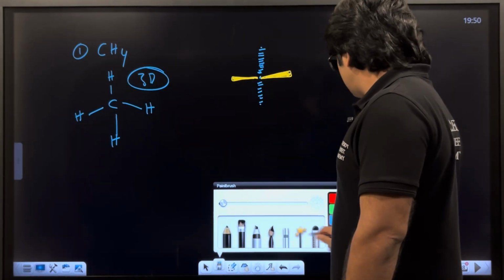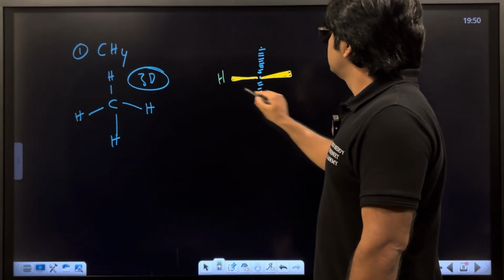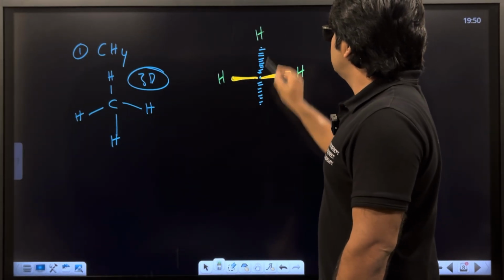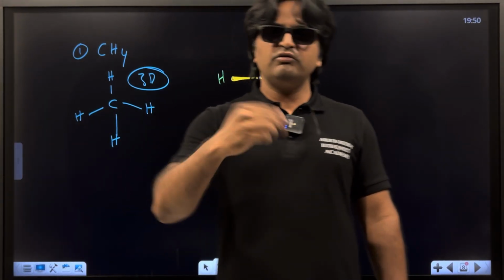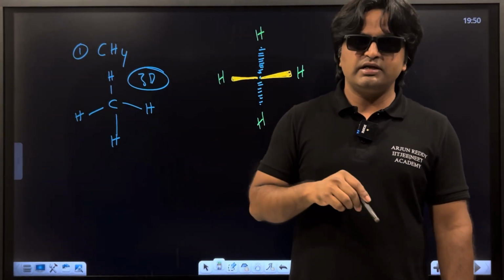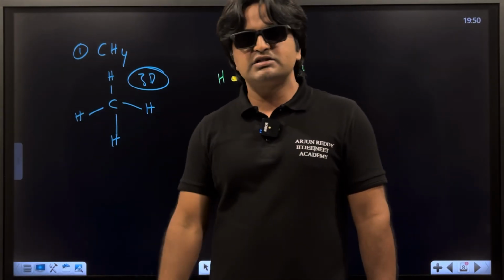Now here I am going to write these atoms: hydrogen, hydrogen, hydrogen and hydrogen. An asymmetric center is not required. Any molecule we can convert with the help of these molecular representations. We are just trying to convert a 3D molecule onto the two-dimensional plane.